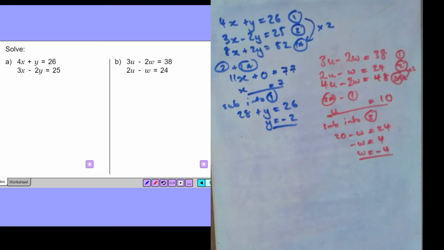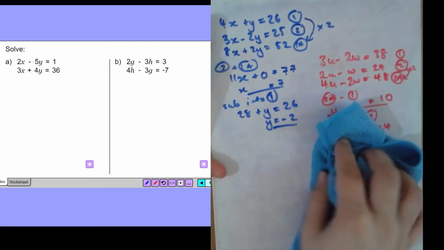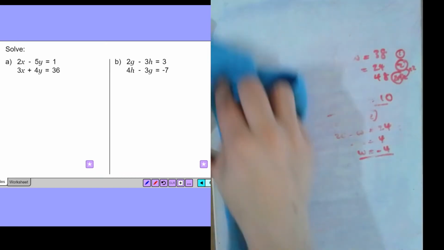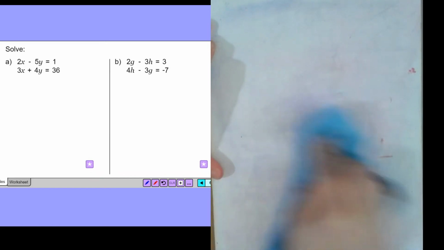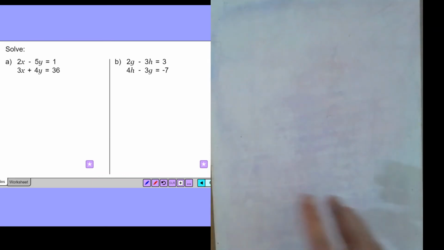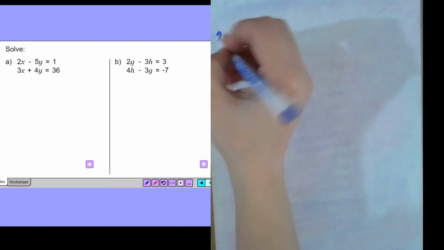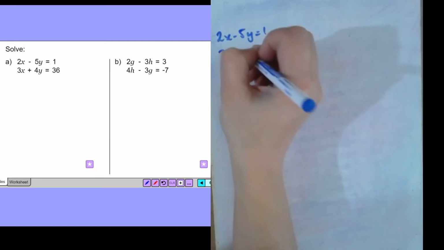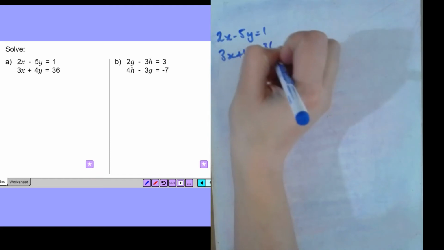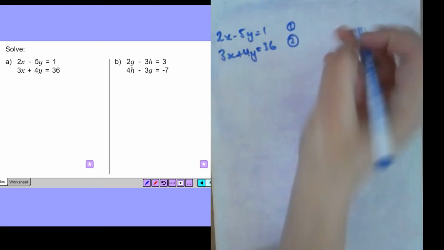Okay, so we've got both those answers there. And last but not least, we're just going to look at this one. So if you look at these ones, I've got 2x take away 5y equals 1. I've then got 3x plus 4y equals 36. So I've got 1 there and I've got 2 there.